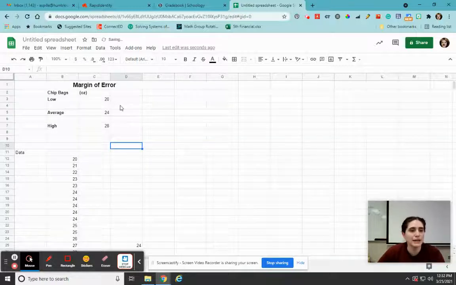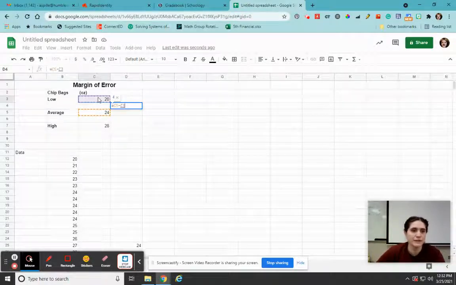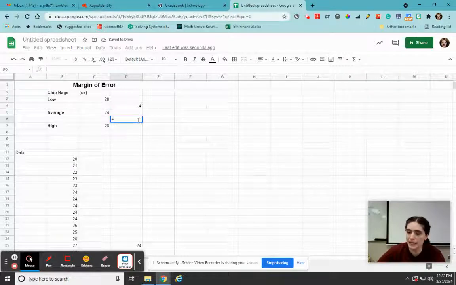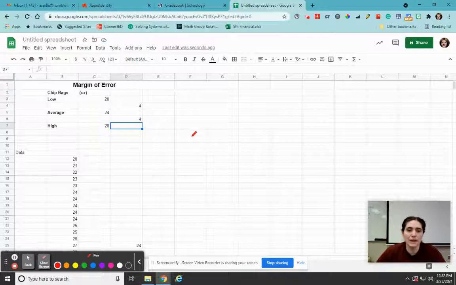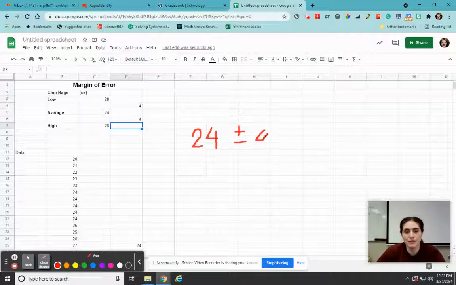So now if I look at it, if I subtract 20 from 24, that's a difference of 4 ounces. Same thing right here. If I subtract 24 from 28, that's also 4 ounces. So basically I have my average and then it goes 4 ounces over that and 4 ounces below that. So to give my average with my margin of error, I would say that the average bag of chips is 24 plus or minus 4 ounces.